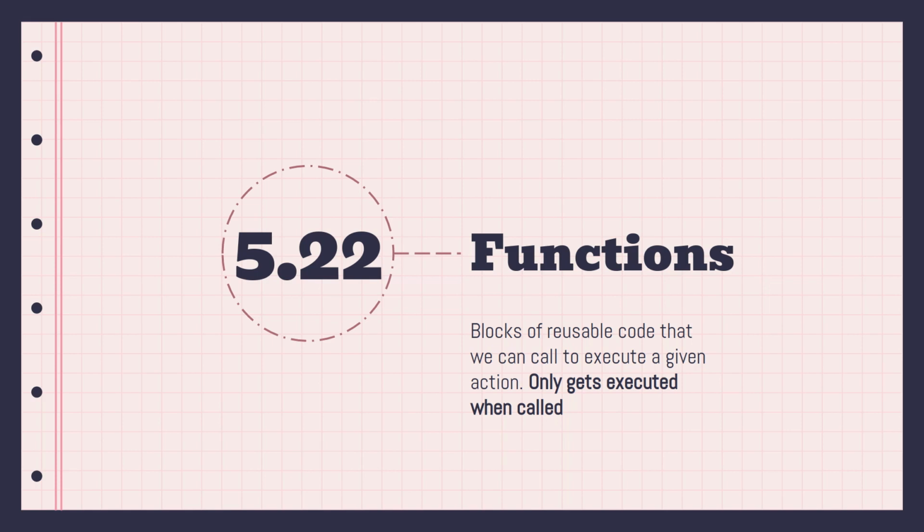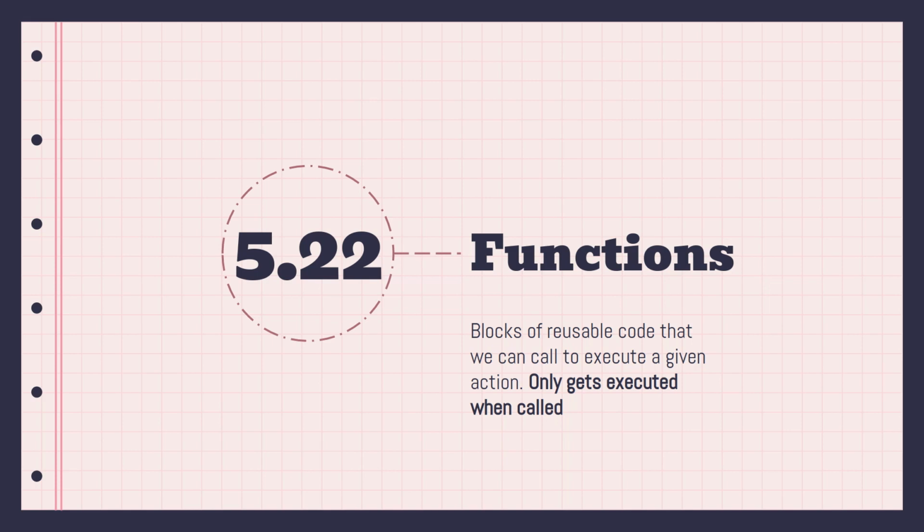So what are functions basically in Python? Functions are just blocks of reusable code that we call to execute a given action, right? It only gets executed whenever it's called. So we have blocks of code that can be in our program, but they will never be executed unless we call them. Okay, so this might be confusing. How do you call a block of code? Now, don't worry about all that. We'll be covering it in this video actually.